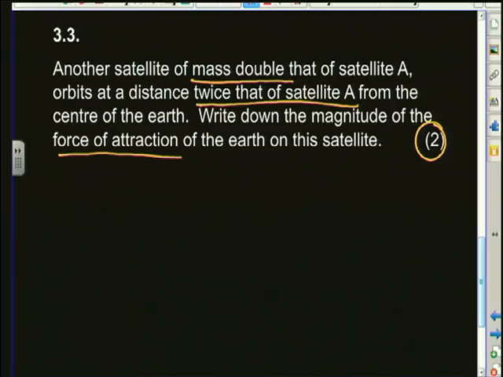Straight away, this is telling you that I mustn't now go and put everything back into the equation and work it out. As soon as you start seeing the words double, twice, quarter, half, whatever, this is what we call a ratio problem. This is a ratio problem. So I'm going to show you a method to work this out.